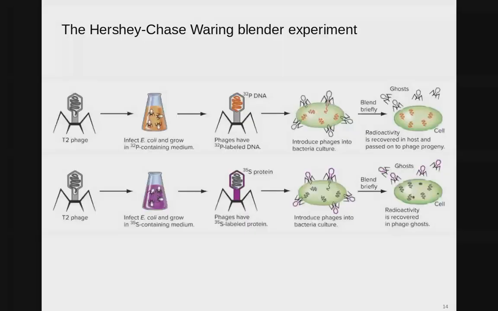So Hershey and Chase tackled phages to essentially settle the argument. Is it protein? Is it DNA that is the inheriting agent? And they did a pretty cool experiment. They had T2 phage, two different groups of them. One was infecting E. coli growing on isotopically heavy phosphorus.